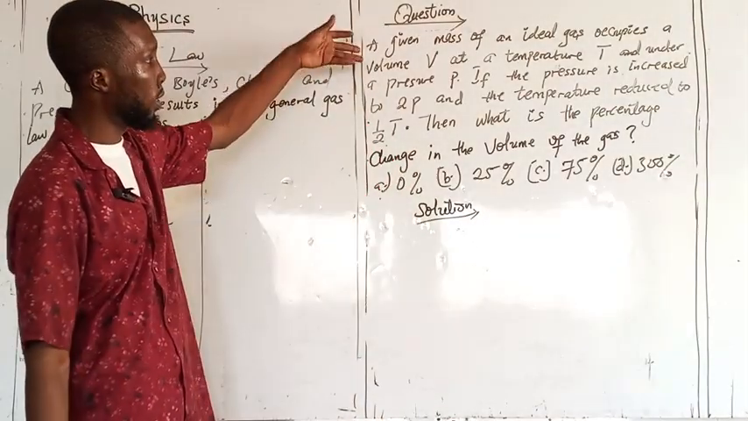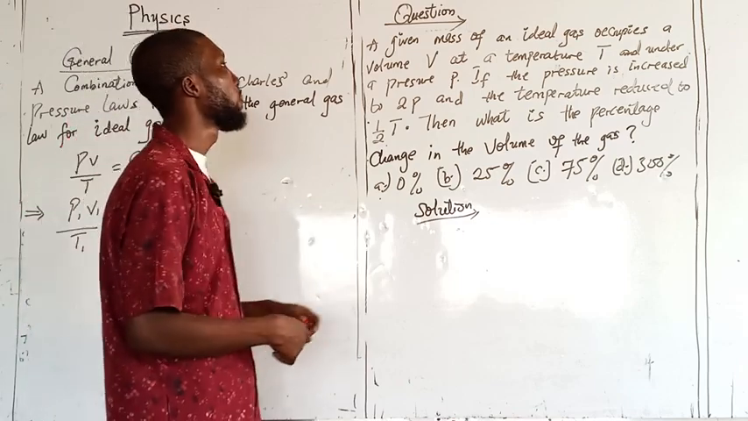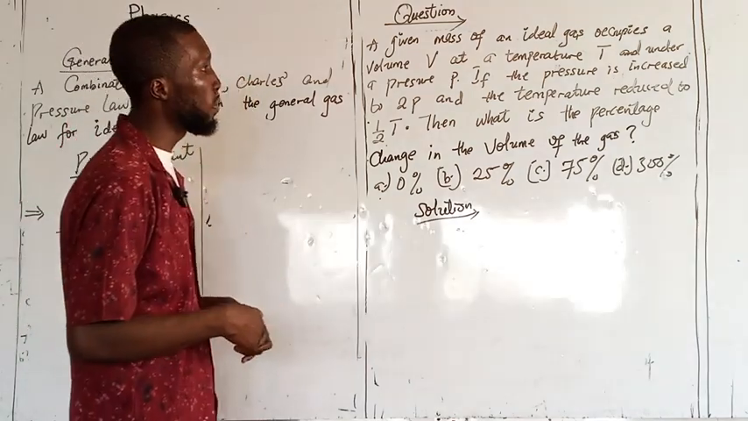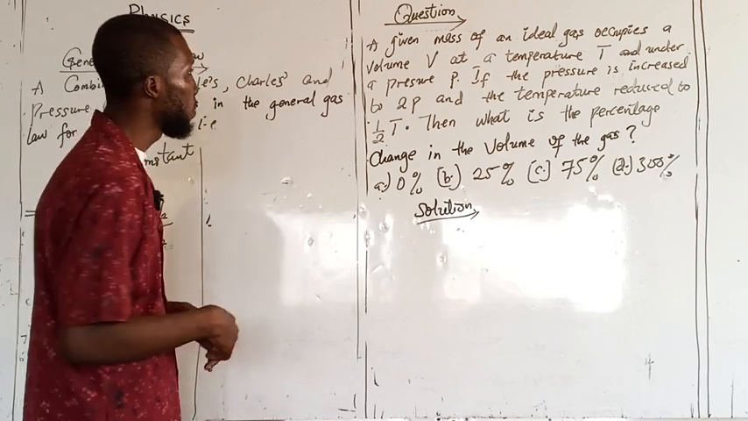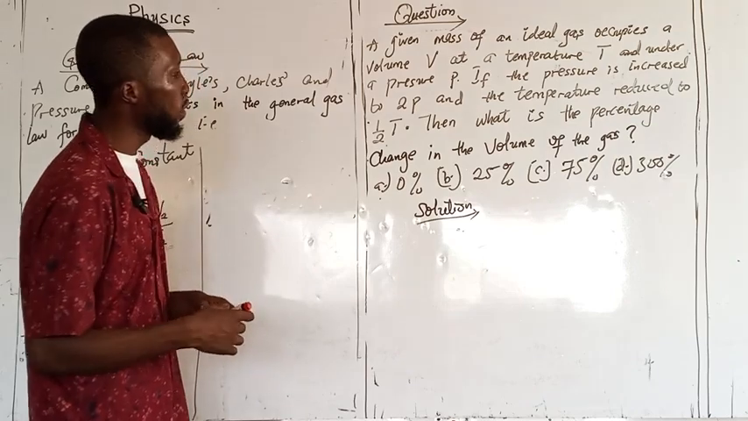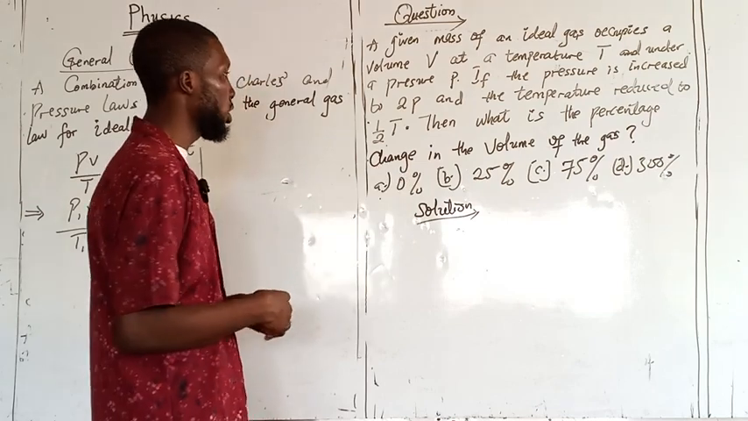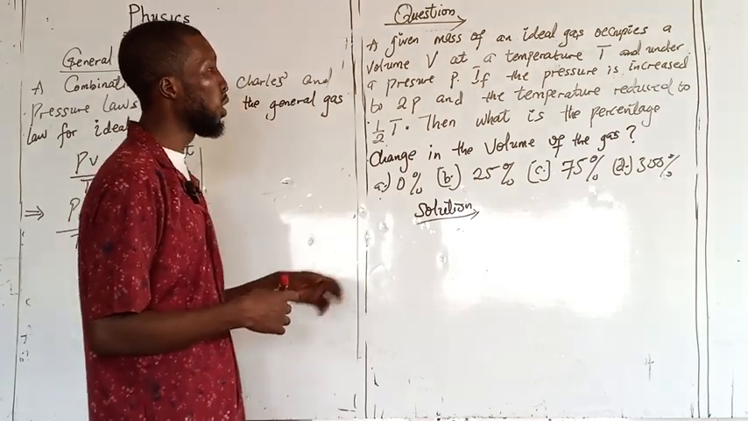One of the questions we have here is this: a given mass of an ideal gas occupies a volume V at a temperature T and under a pressure P. If the pressure is increased to 2P and the temperature reduced to half of the initial, then what is the percentage change in the volume of the gas?